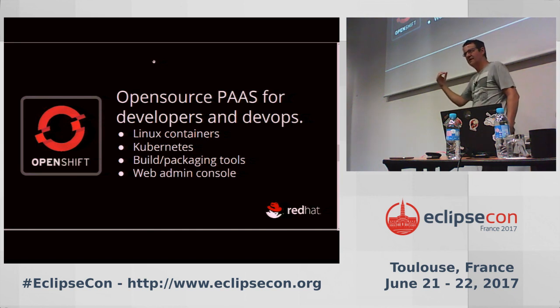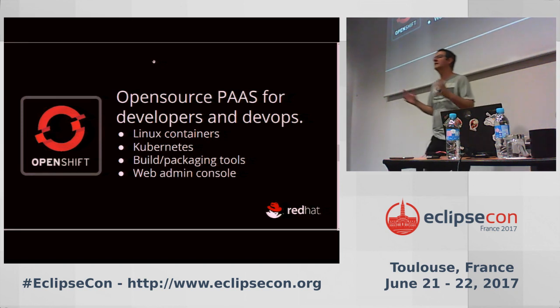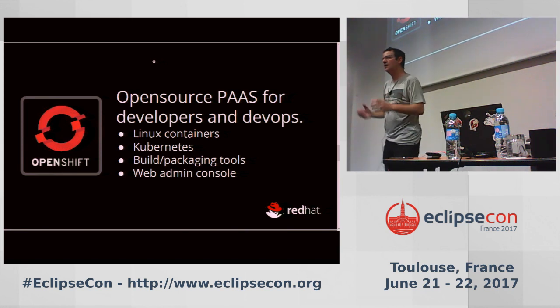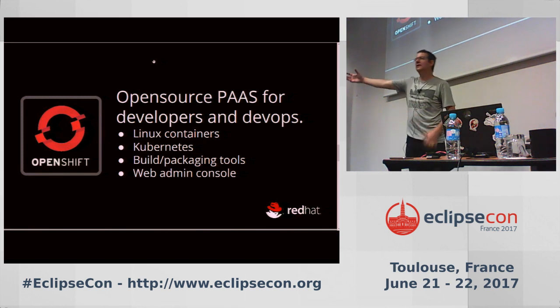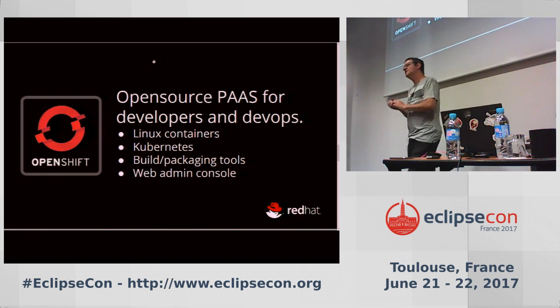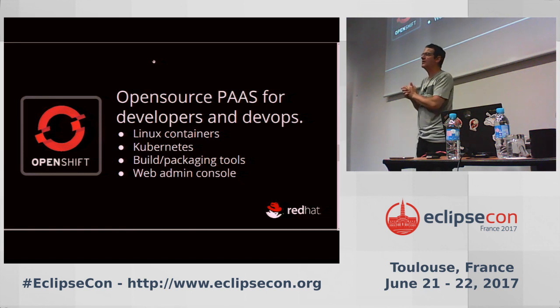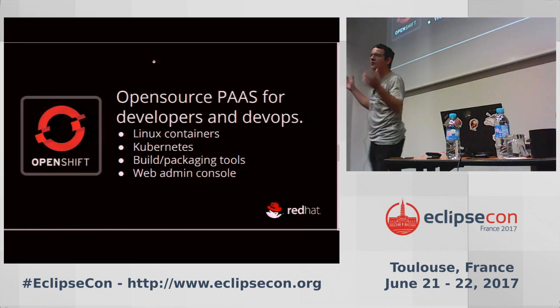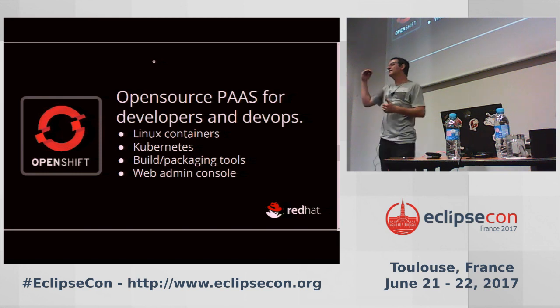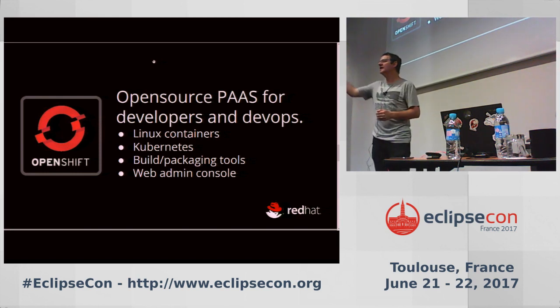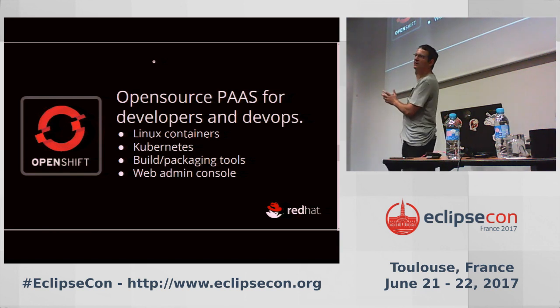OpenShift is a layer above Kubernetes, so it has a specific set of features. Mainly it has some built-in integrations, and it has what we call builder images, which means that you can build your own image from your source code. Let me take an example. With OpenShift, you can say, okay, I want to take an EAP image. From this EAP image, I will take the source code of my application and run a Maven build. As a result, I will have a WAR or EAR or whatever, which will be deployed to the EAP. And the result will be a new image, with EAP and my application. And this is the image that will be deployed on a cluster.